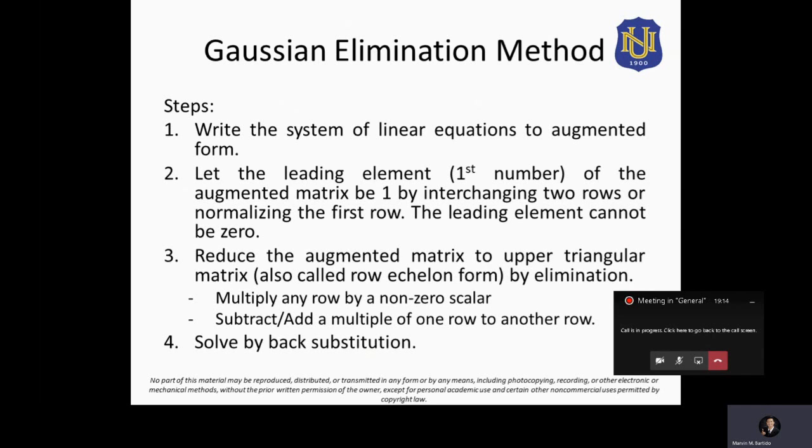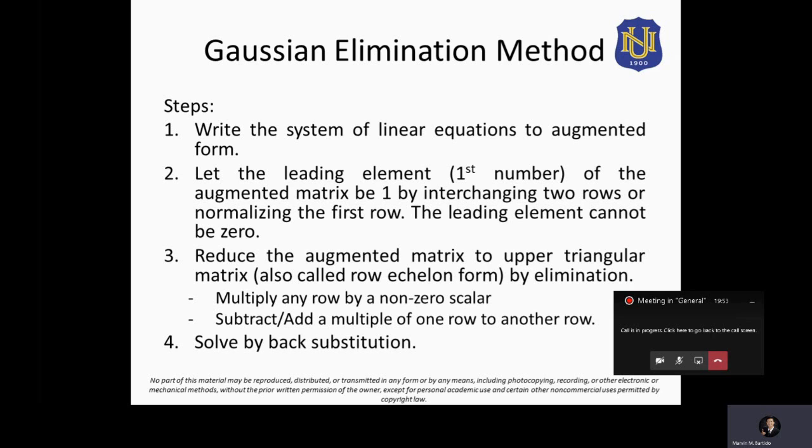So we can interchange those two rows, or we can normalize that row if walang row na merong element na 1 in its first row, or the first element in the first row, we can normalize the first row. So what do you mean by normalize? So you're going to multiply that row, the first row, to a number na yung magiging first element mo will be equal to 1. Okay, so that's how you normalize it. And hindi pwede na yung leading element natin ay 0.